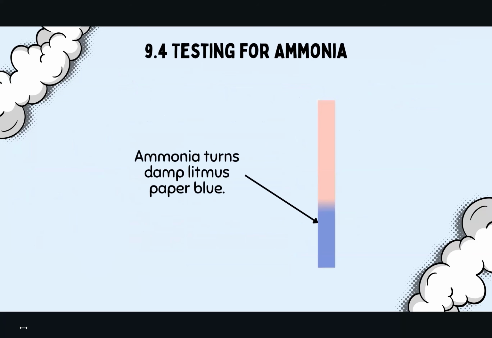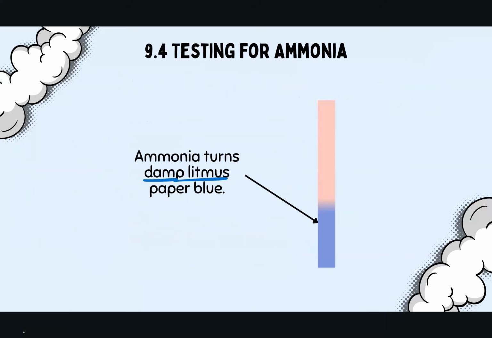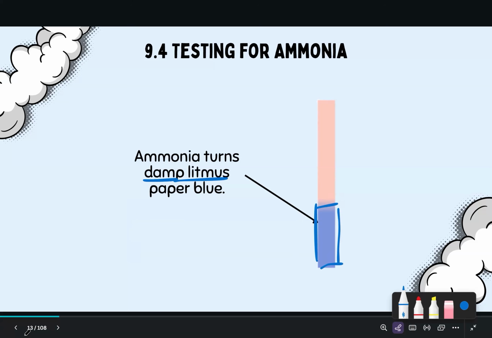Now, ammonia is the opposite to chlorine. With chlorine, when you dip damp litmus paper, it turns red and then turns white. But with ammonia, it needs to be damp litmus. Now, why is it damp litmus? Because that way the ammonia gas can dissolve into the damp liquid. Ammonia will not dissolve on paper because it's a gas. But if it's damp, it will dissolve into the water that you've dampened it with, and then it will turn the paper blue because ammonia is an alkali.